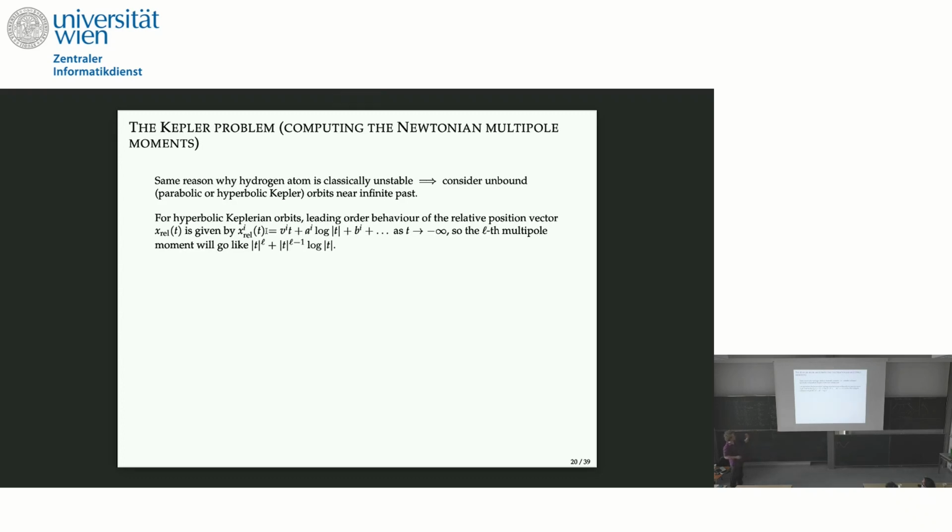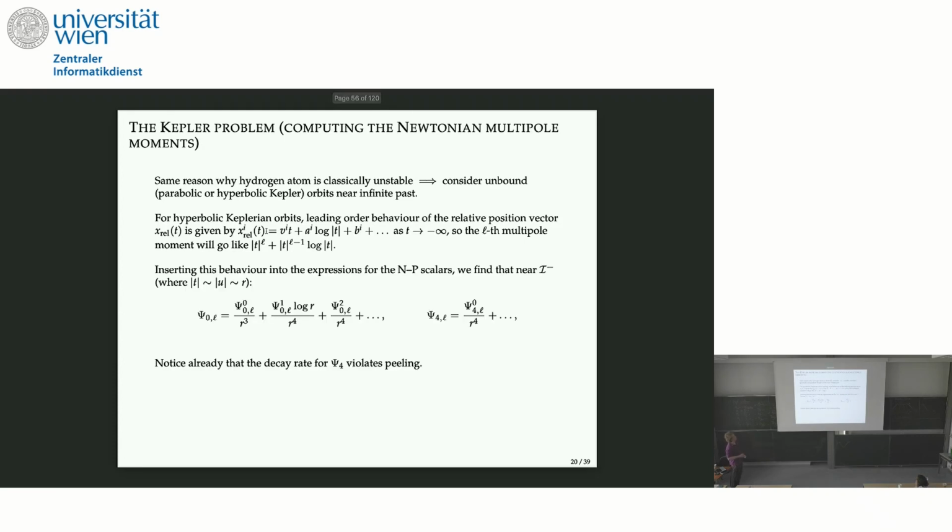Now I'm just citing some things from basic celestial mechanics. For hyperbolic Keplerian orbits, you may recall that the leading order behavior of the relative position vector between any two particles goes linearly in t, so v times t, and then at next leading order there is a log t term, which just immediately follows from Newton's law. So in particular, the Lth multipole moment will go like t to the L plus t to the L minus 1 log t. So now finally we bring all these things together.